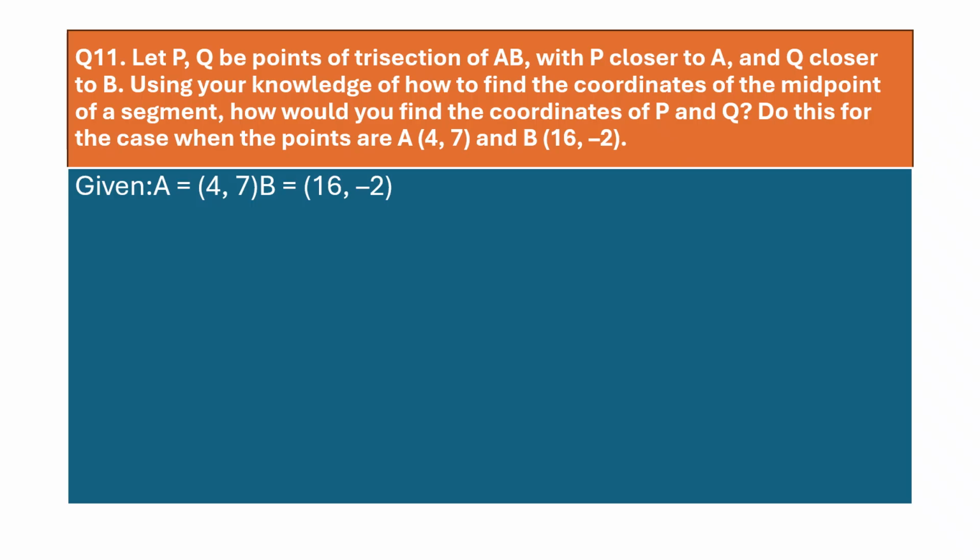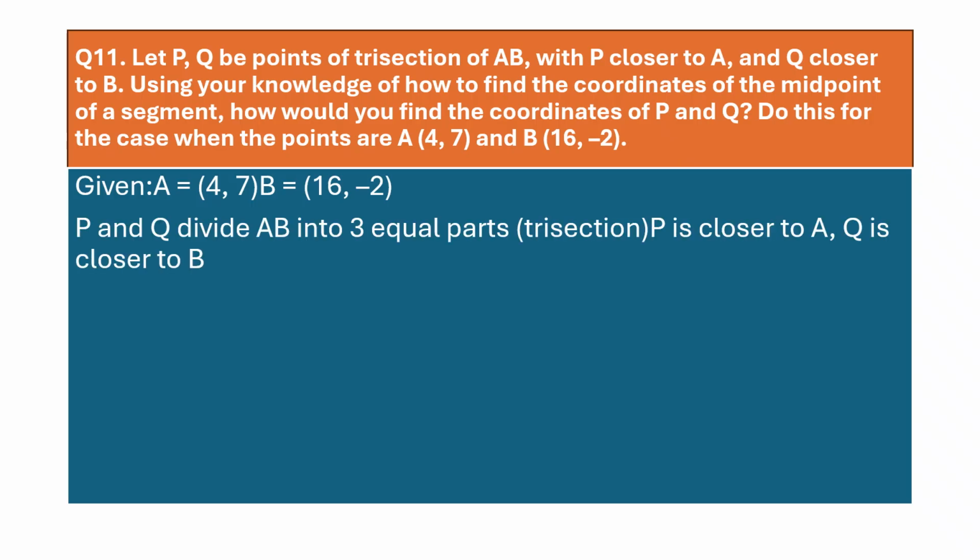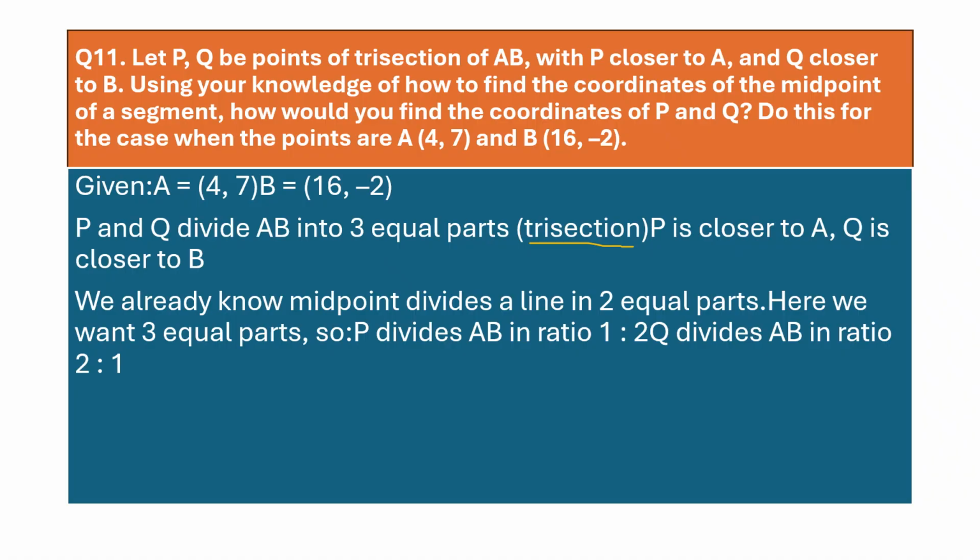Let's understand this question. So what is given here? You are given the coordinates A and B. P and Q divide AB into 3 equal parts. Students, it is mentioned trisection, so that means it is into 3 parts. When it is bisection, then it is into 2 parts. P is closer to A and Q is closer to B. So we already know that a midpoint divides the line into how many parts? 2 equal parts. But here we have how many parts? We have 3 parts.